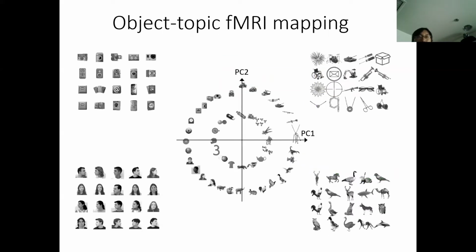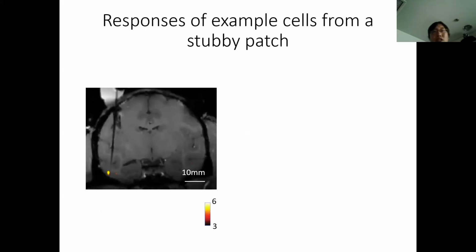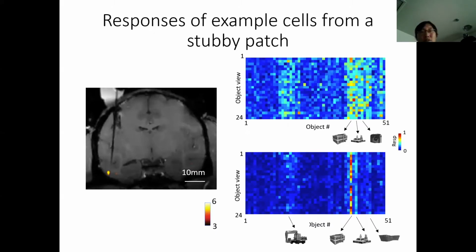To test this prediction, we first ran an fMRI experiment with 4 different blocks corresponding to the 4 quadrants of the object space spanned by these top 2 dimensions. When we compared stubby versus other blocks, we found a network containing multiple patches. And here's the electrode entering this anterior stubby patch. And here are the responses of the 2 cells recorded from this patch. Here there are 51 objects and 24 views. Basically, each vertical line shows the response to an object across all the views. You can see both cells prefer the stubby objects, like the truck and all these houses and this basket.